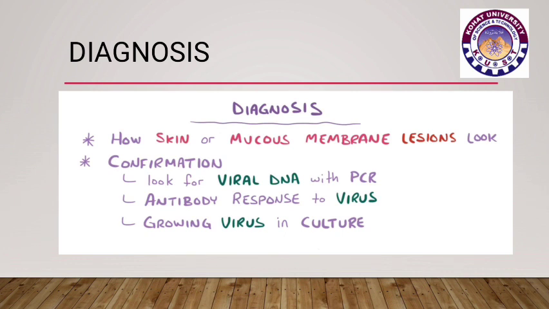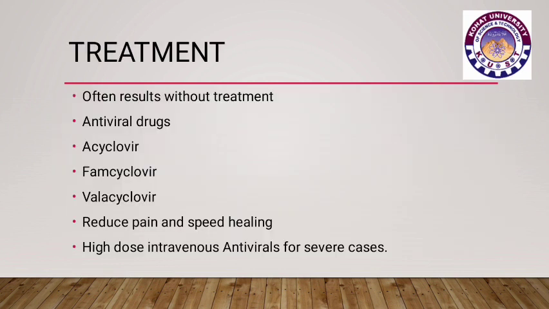Although infection typically resolves without treatment within a couple of weeks, there are antiviral drugs like acyclovir, famciclovir and valacyclovir that can be used topically or systemically to reduce pain and speed up healing. For recurring episodes, these treatments usually work best if taken when the prodrome stage starts, in other words, before the blisters develop, and high-dose intravenous antivirals may be given in more severe and life-threatening situations.